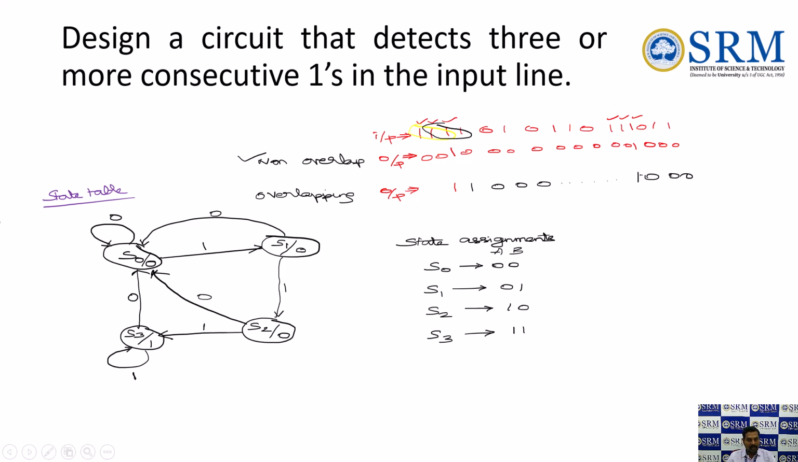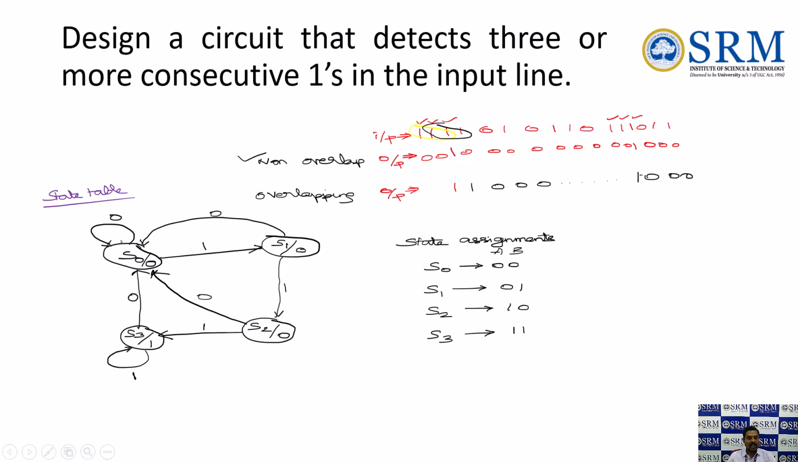You can use any flip-flops for implementation. For simplification purpose, I choose a D flip-flop. If you want to implement in JK, you can implement in JK, or if you want to use T flip-flops, you can use it, right? So whatever excitation table you know, use that excitation table, and then proceed with the logic diagram implementation.